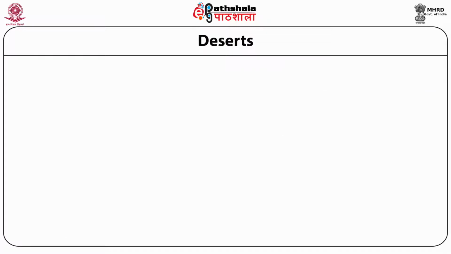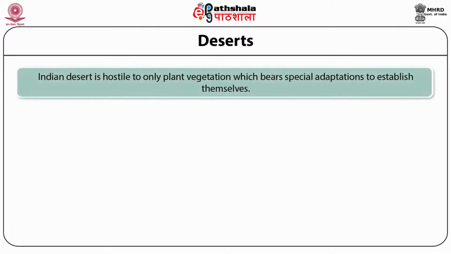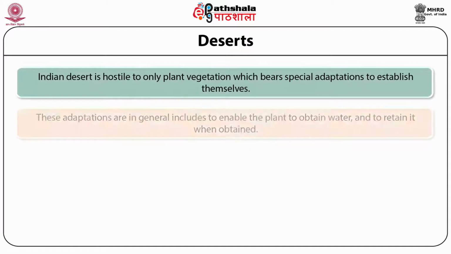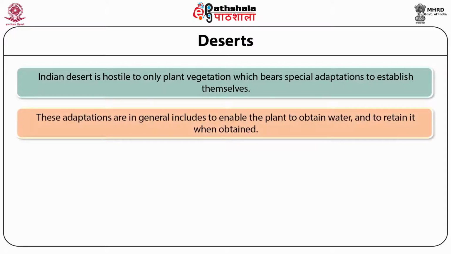Under such circumstances, germination of seed is impossible, so the Indian desert is hostile to only those plant vegetations which bear special adaptation to establish themselves. These adaptations, in general, enable the plant to obtain water and to retain it when obtained.